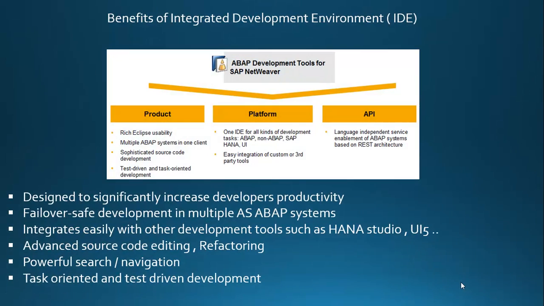ADT for ABAP is structured with three main areas in focus: product, platform, and API. The product offers a brand new development experience. Platform is one integrated environment for all development tasks, ABAP, non-ABAP, etc. Using the open APIs, developers can build custom tools for ABAP development.